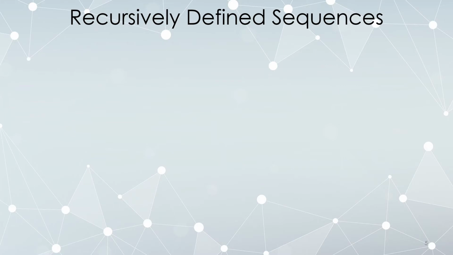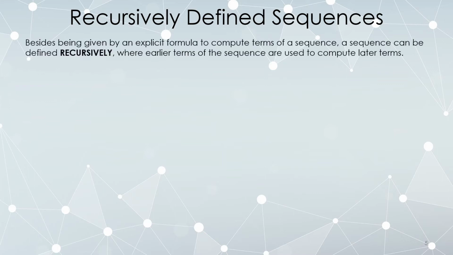Explicitly defined sequences where you're actually given a function are one thing, but there's also a notion of what's called a recursively defined sequence. A recursively defined sequence is one where earlier terms of the sequence are used to compute later terms. So a sequence could be given as follows. A sub 0, if the index is 0, you are explicitly told that a sub 0 is 3. In general, if you know the value of a sub n and you add 2 to it, you can get the value of a sub n plus 1.